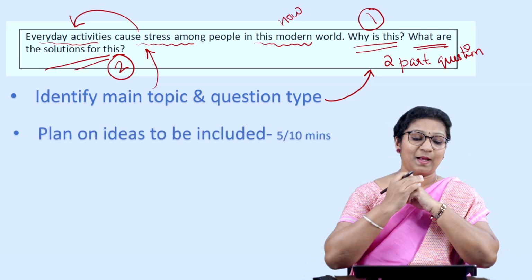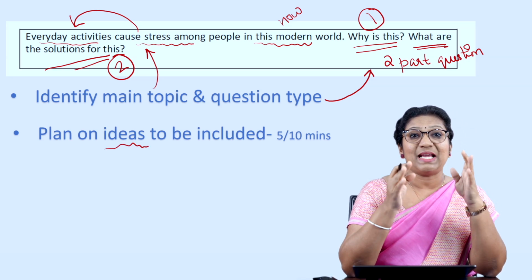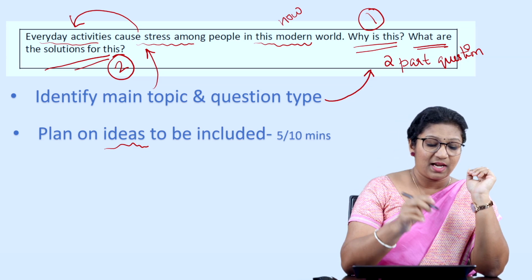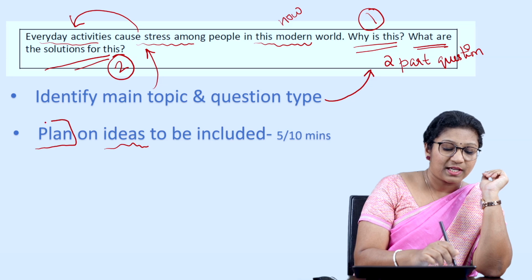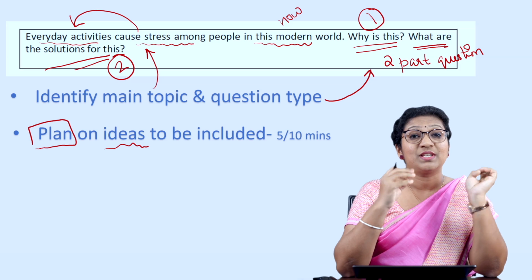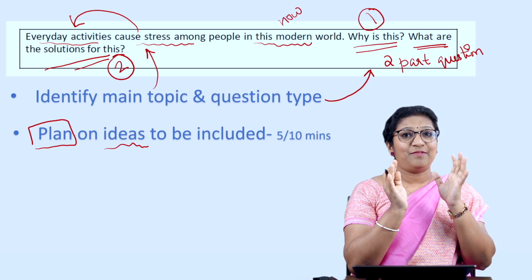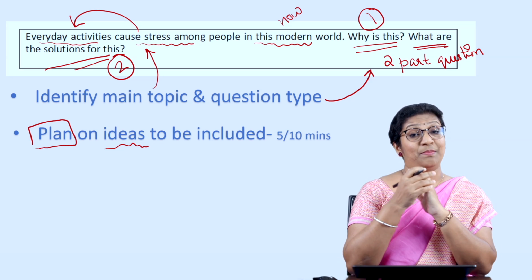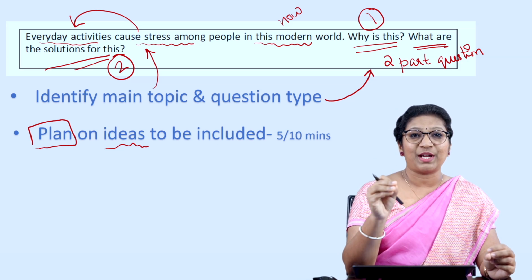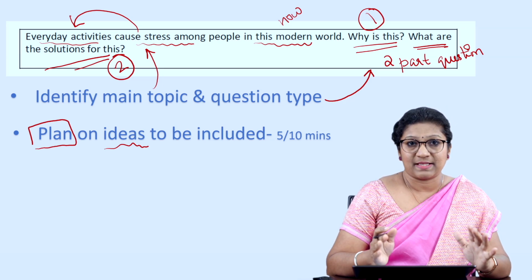Tip number 2, plan your ideas to be included. Now, making this plan is a crucial first step of your essay writing. Once you have a clear, concrete plan in place, it becomes so much easier for you to just write down your entire essay. So, roughly 5, okay, maximum 10 minutes, if not at least 5 minutes should be allocated for your planning. And what do you plan in your essay?